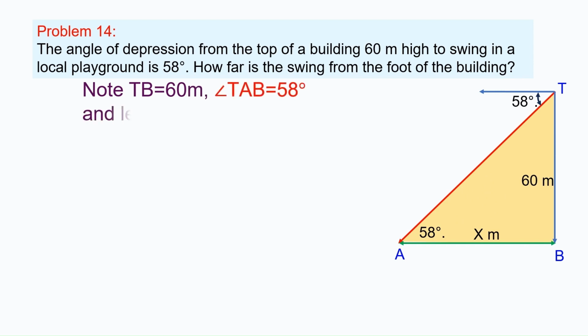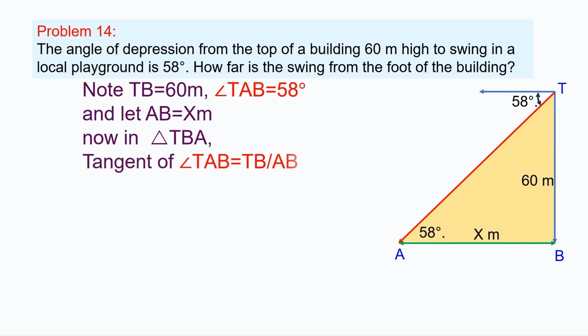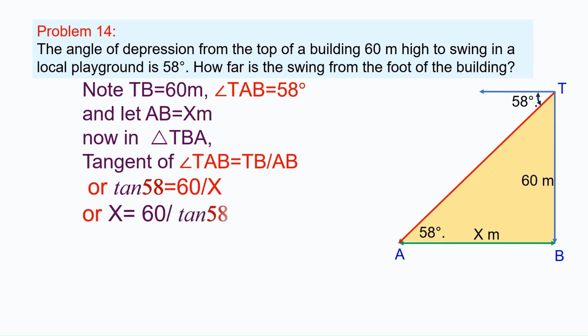Note TB equals 60 meters, the angle TAB equals 58 degrees. Let AB equals x meters. Now in the triangle TBA, tangent of the angle TAB equals TB divided by AB, or tangent of 58 degrees equals 60 divided by x.